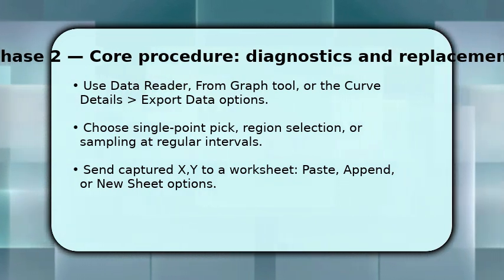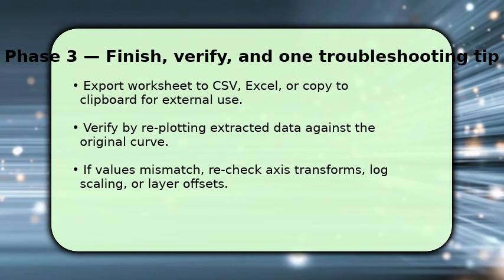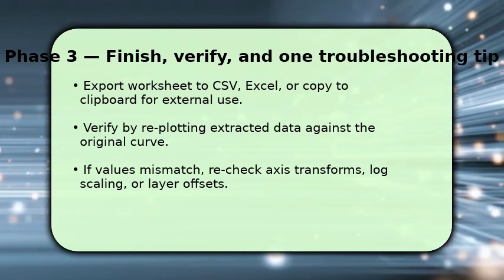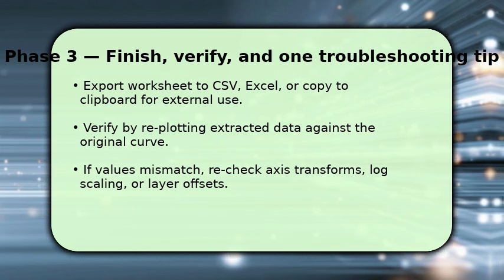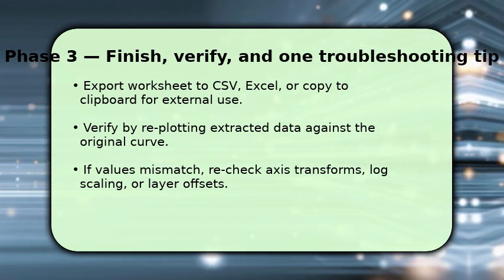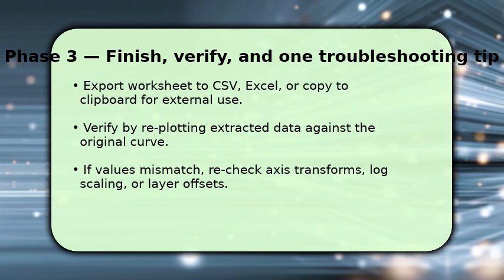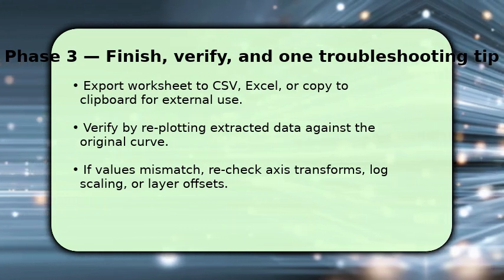Finish by exporting the extracted worksheet to CSV or Excel, or copy to the clipboard for immediate use. Once exported, replot the extracted X and Y against the original graph in a new layer to visually confirm alignment. This helps catch rounding or sampling errors.